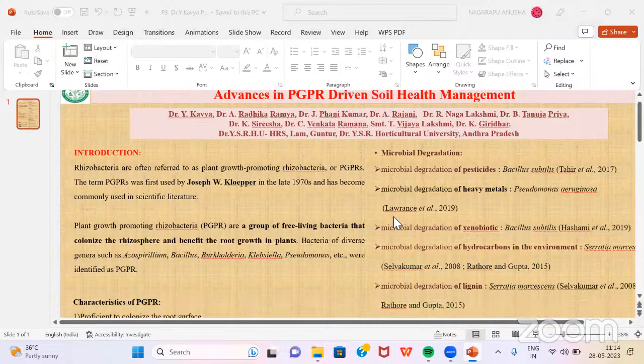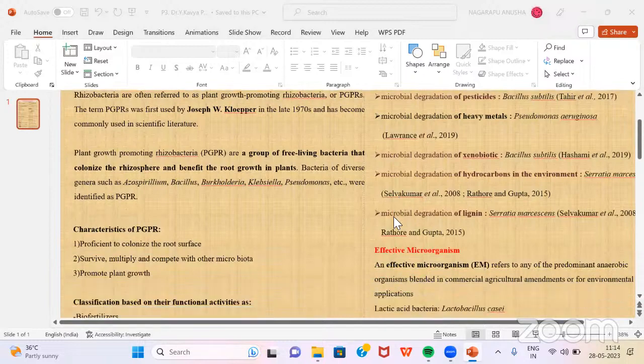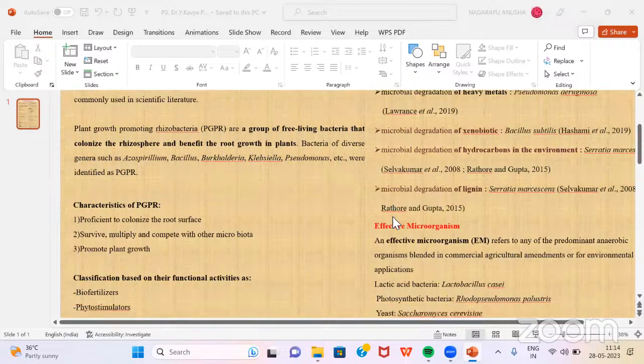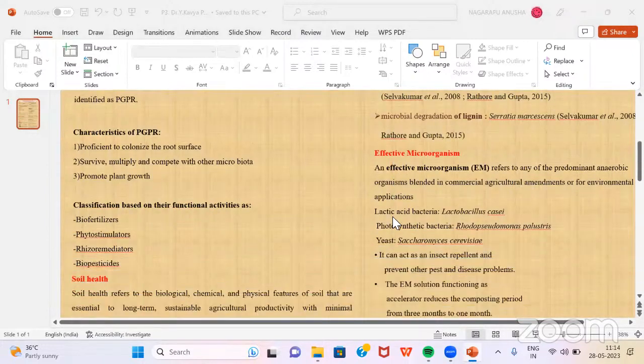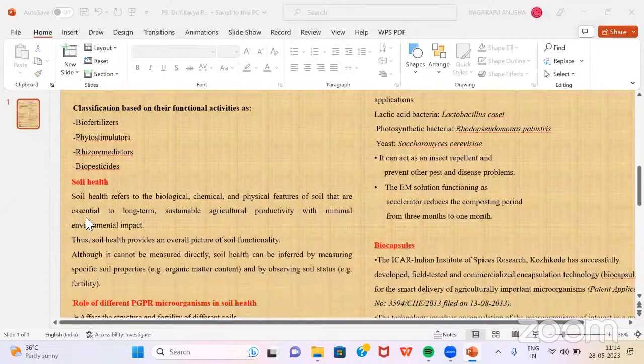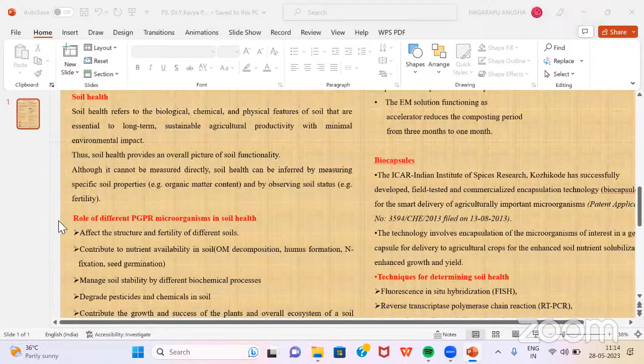And coming to the main characteristics, these are able to colonize the root surface and compete with the other microbiota, and finally helping in the plant growth. And what are the main classifications? These are useful as biofertilizers, phytostimulators, rhizoremediators, biopesticides, etc. So how are they reflecting the soil health? These are able to build up the soil fertility and the soil structure. And similarly, they are able to compete with other harmful organisms and finally helping in the plant growth.